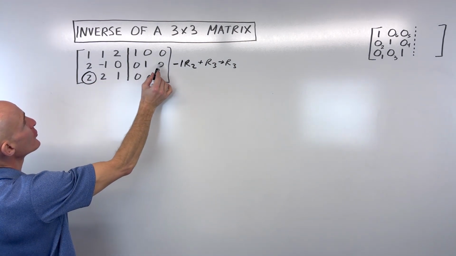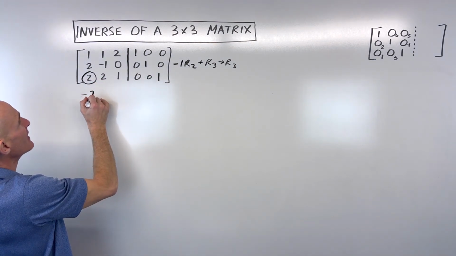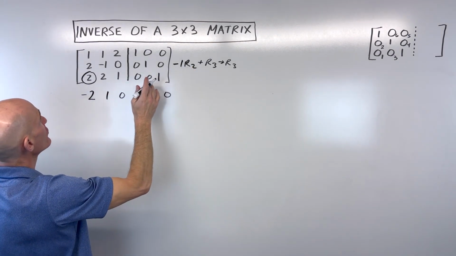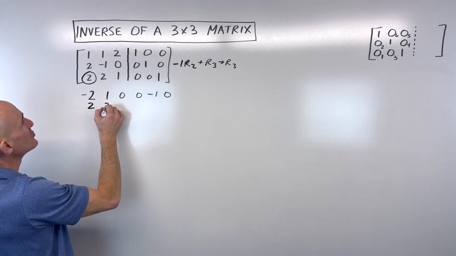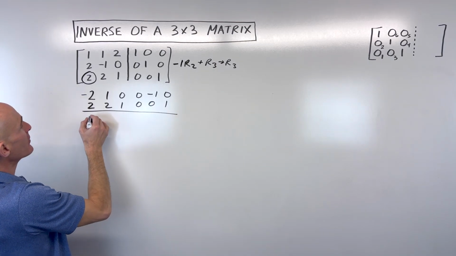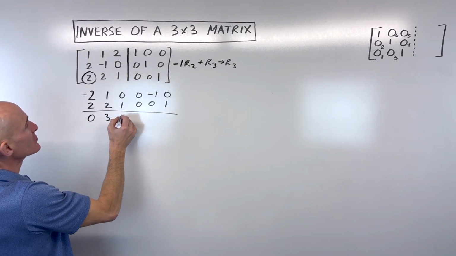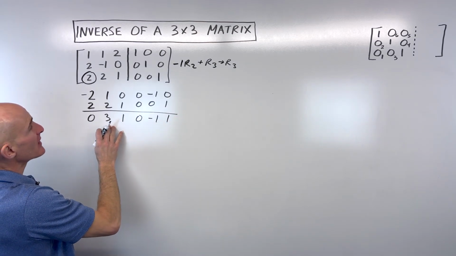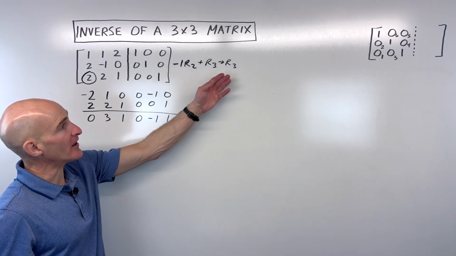So I'm multiplying this whole row by negative 1. That's negative 2, 1, 0, 0, negative 1, 0, right? Row 3, we're just going to keep the same. That's 2, 2, 1, 0, 0, 1. And then I'm adding these together straight down. So 0, 3, 1, 0, negative 1, 1. So this right here is what's going to be our new row 3, okay?